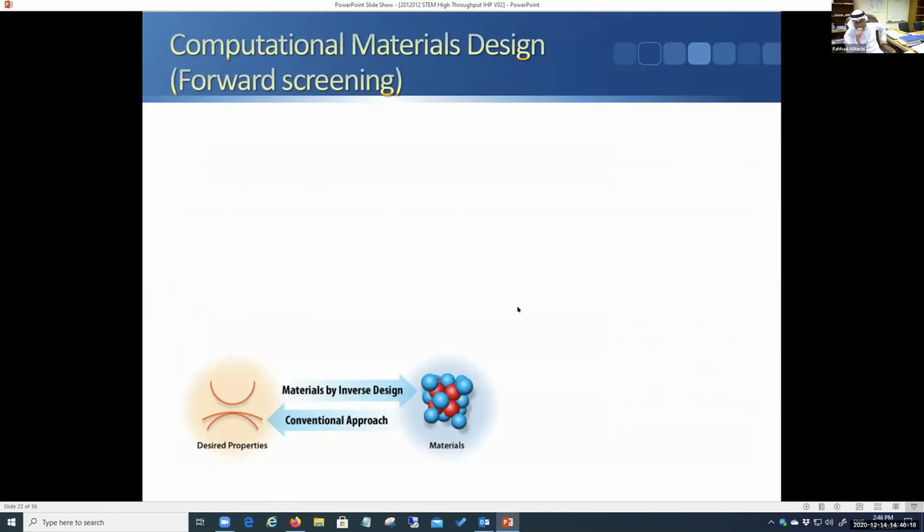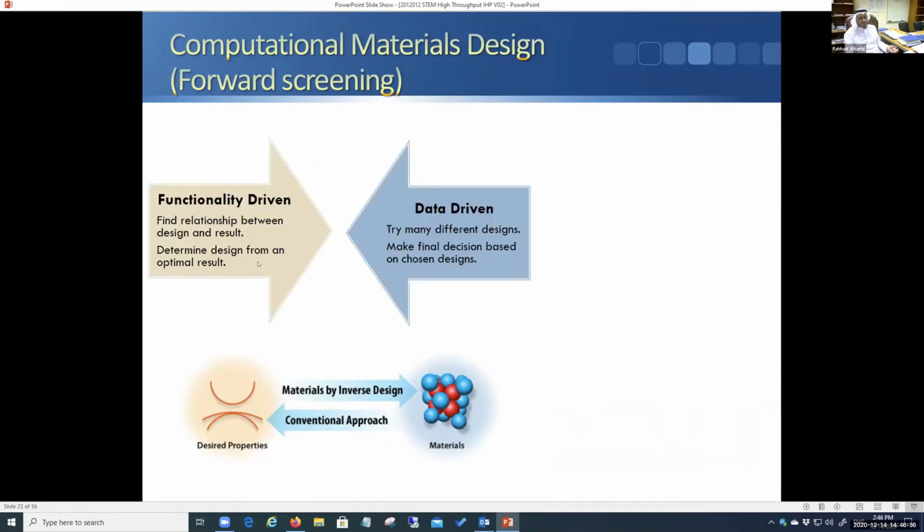I'm coming now to the last part of the talk, which is the high throughput screening for inorganic halide perovskite. When you go to computational material design, you either go by inverse design or backward design, as we call it, or the conventional approach, which is forward screening, and that's what we are presenting here. One of them is function by design, where we go from inverse design, but the approach we have here is really forward screening.